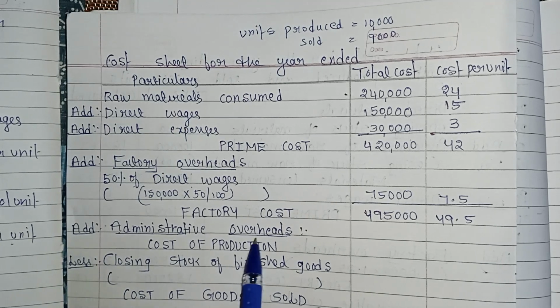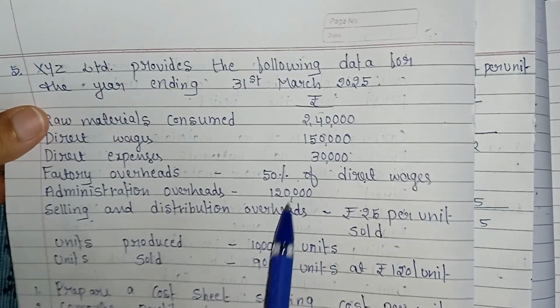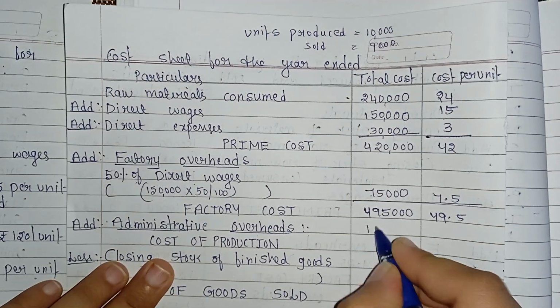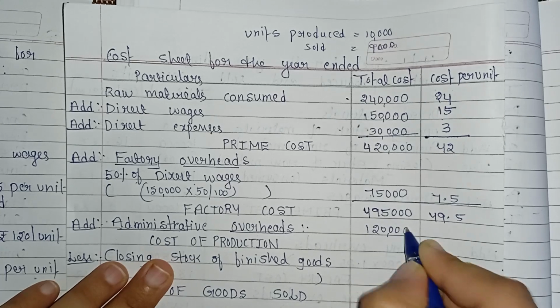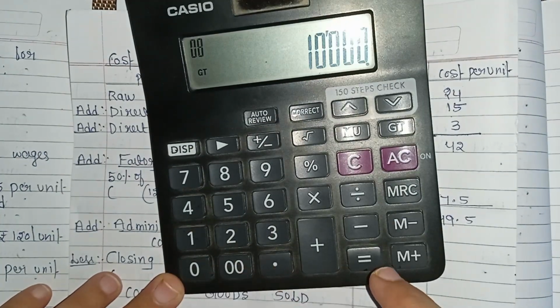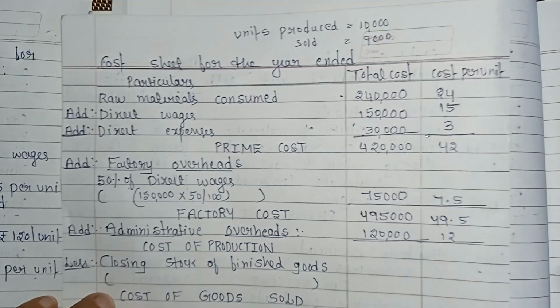Next, add administrative overheads. How much? Directly they have given the amount, that is rupees 1,20,000. So write down administrative overheads 1,20,000. 1,20,000 divided by 10,000, that is rupees 12, our cost per unit.